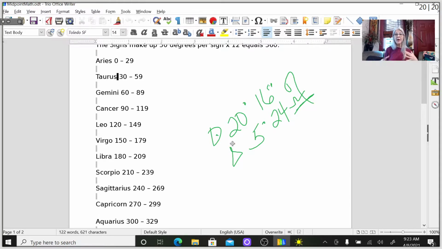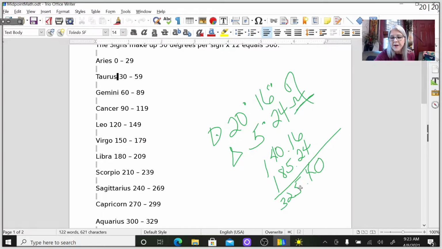Okay, so now what I'm going to do is equate these to numbers. If I go to the Leo and I see 20 degrees, I'm going to put 20 degrees on top of Leo, creating a 140, 16. That's our number. And hopefully you saw how I got that. Then I'm going to go from Leo down to Libra, 5 degrees 24. So I'm going to 185, 24. Okay, I'm going to add it all up. And we come up with 325.40.